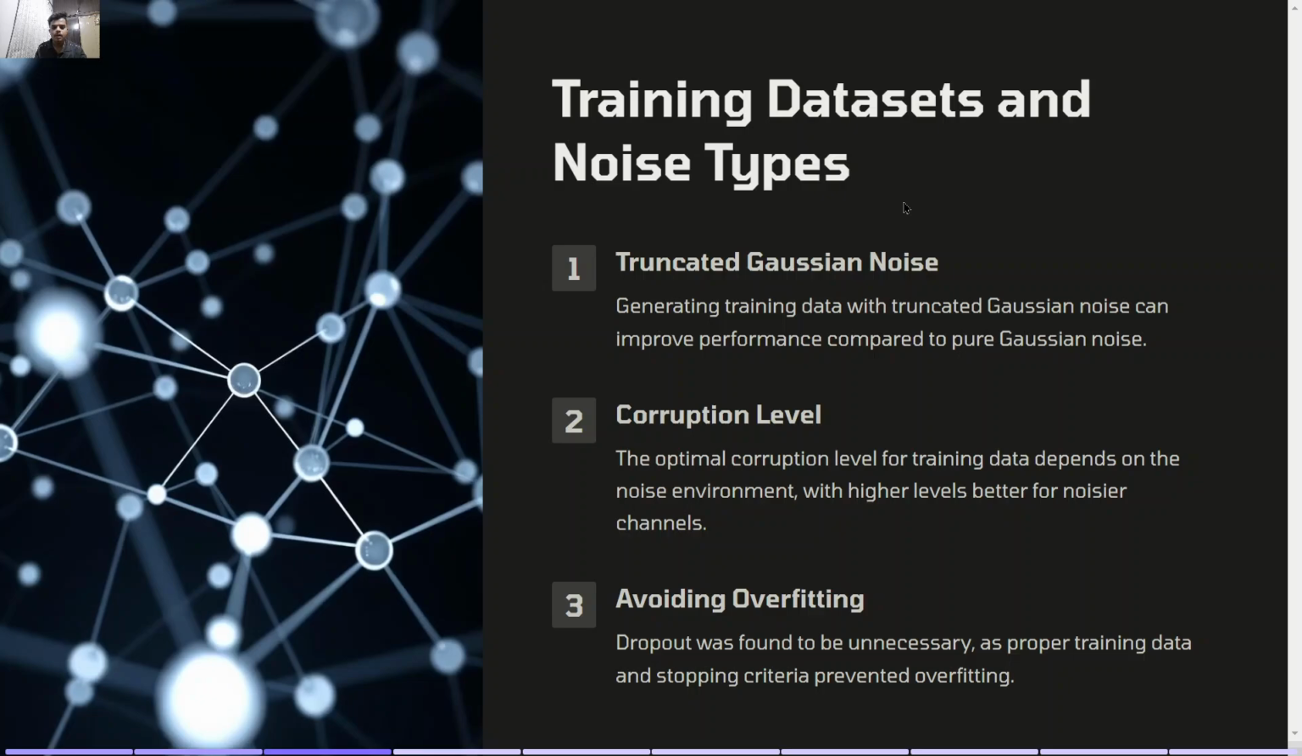Training data sets and noise types. Truncated Gaussian noise. Generating training data with truncated Gaussian noise can improve performance compared to pure Gaussian noise. Corruption level. The optimal corruption level for training data depends on noise environment, with higher levels better for noisier channels. Avoiding overfitting. Dropout was found to be unnecessary as proper training data and stopping criteria prevented overfitting.